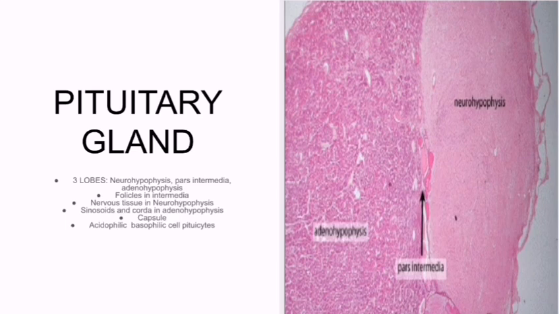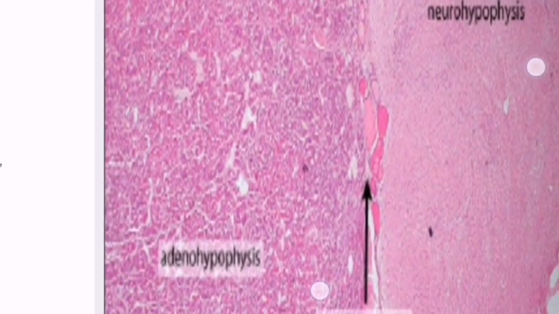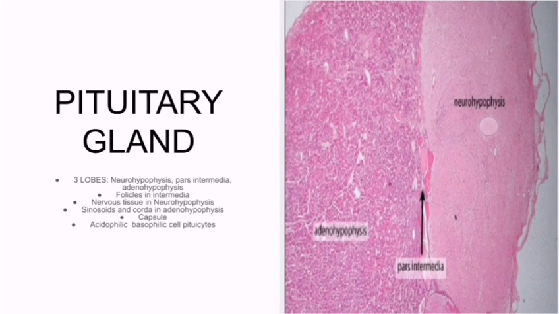Hey guys, today we're going to talk about how you can identify the pituitary gland under a microscope. So if you see the slide under a microscope, it will look like this. The pituitary gland has three lobes: the neurohypophysis, the adenohypophysis, and the pars intermedia.